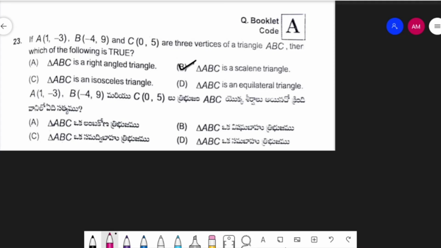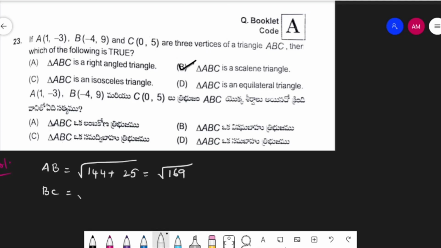So what do we have to do? We have to find the three sides of the triangle, AB, BC and CA. Simple distance formula. So let us find AB. AB is equal to square root of (9 minus of minus 3), 9 plus 3, 12. 12 square is 144. Minus 4 minus 1, minus 5, minus 5 square is 25. So that is equal to square root of 169.